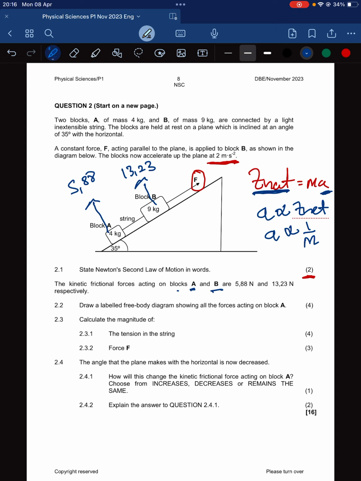And then it says here, you must draw a labelled free body diagram showing all the forces acting on block A. So what are the forces that are acting on block A? I'm going to try and see if I can draw the free body diagram for us. Okay, so this block is sitting on something like this. So this is our block. I told you to forgive my drawings. So forget about it.